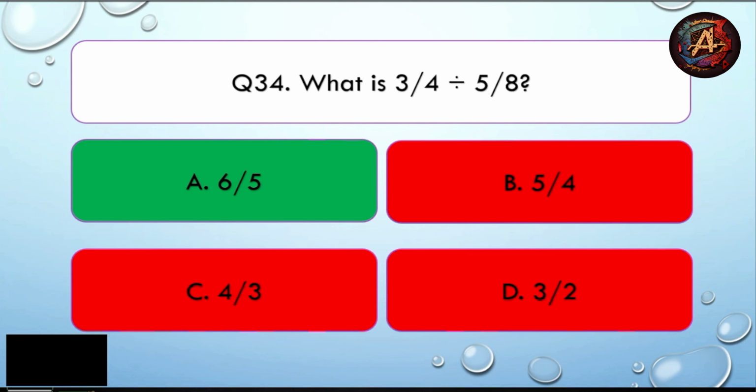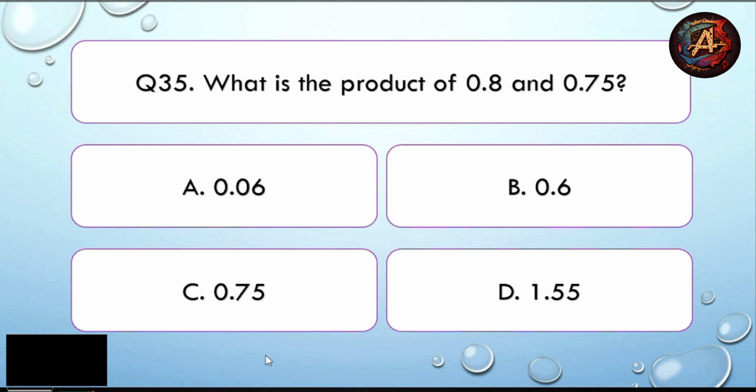Now let us go to question number 35. What is the product of 0.8 and 0.75? Or 8 tenths and 75 hundredths. Is it A, 0.006, B, 0.6, C, 0.75, or D, 1.55? I'll give you 5 seconds.